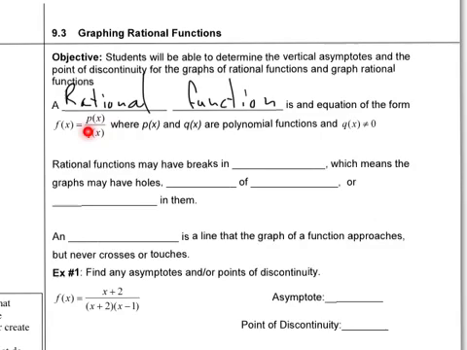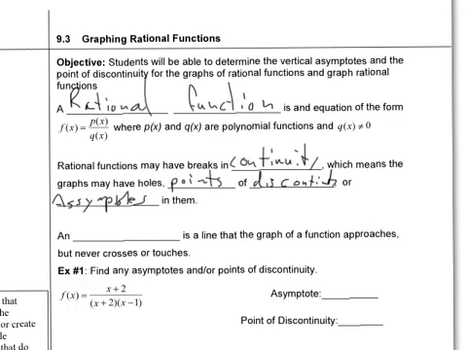Rational functions may have breaks in continuity, which means the graphs may have holes or points of discontinuity or asymptotes in them. Okay. Spelled that wrong. There should just be one S there.